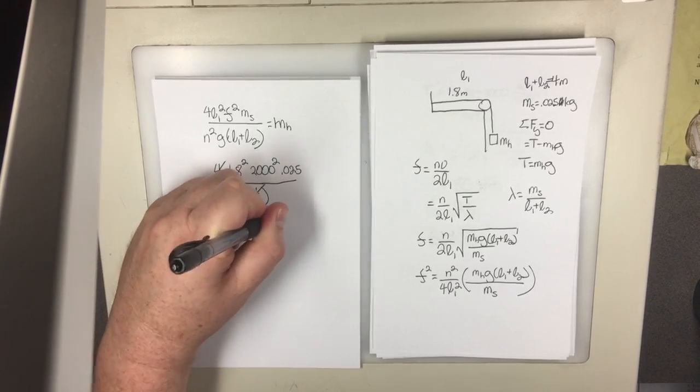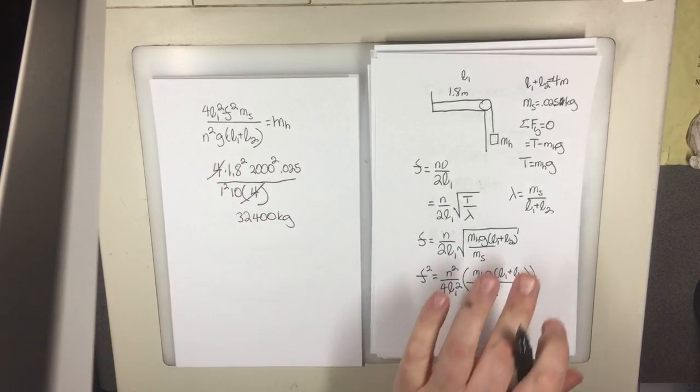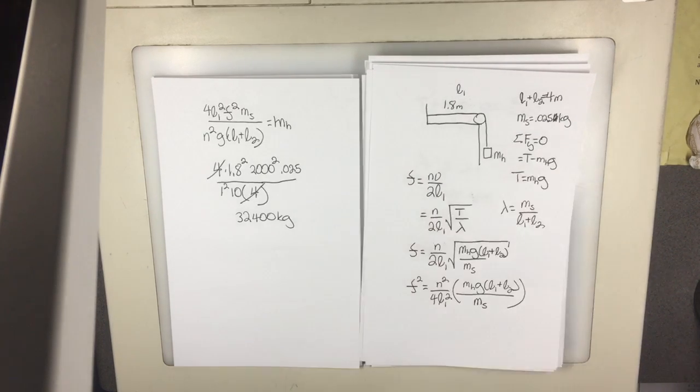32,400 kilograms. Now, once again, people ask, well, dude, you've got a 25 gram string and you've got 32,000 kilograms hanging off the end of it. How can that string not snap? It's made of rebellium. It can handle it. Let's not worry about that.